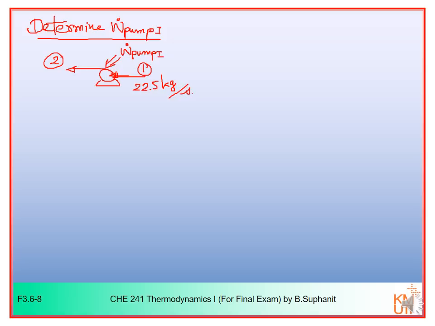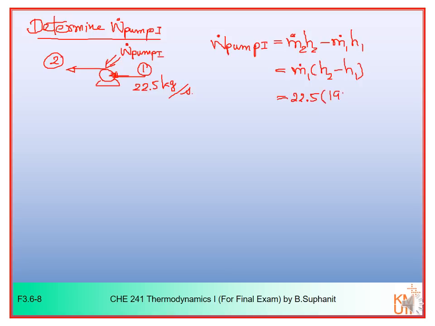Okay, so from the energy balance around this pump, you can then calculate W for pump 1. W for pump 1 would be M2 H2 minus M1 H1. In this case, you can see that we have only one single inlet and single outlet, so M2 and M1 would be the same. So you can just write M1 multiplied by H2 minus H1. You know the value of every variable, so you can just substitute M1 22.5, H2 192, H1 191.8. Okay, so the work required for the first pump would be 4.275 kilowatt.